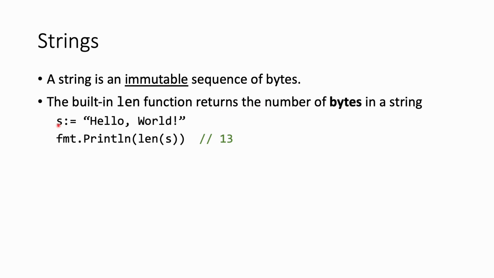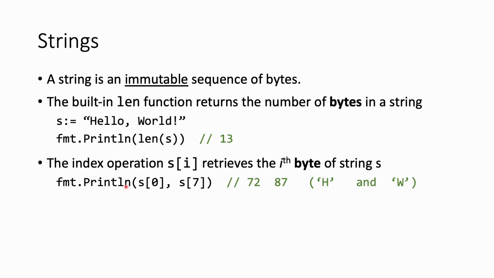For example, suppose we define the string S to be the string literal "hello, world!", and when we print len of S, it shows the number 13, not 3, because there are 13 characters in the string hello world, including the comma, the space, and the exclamation point.